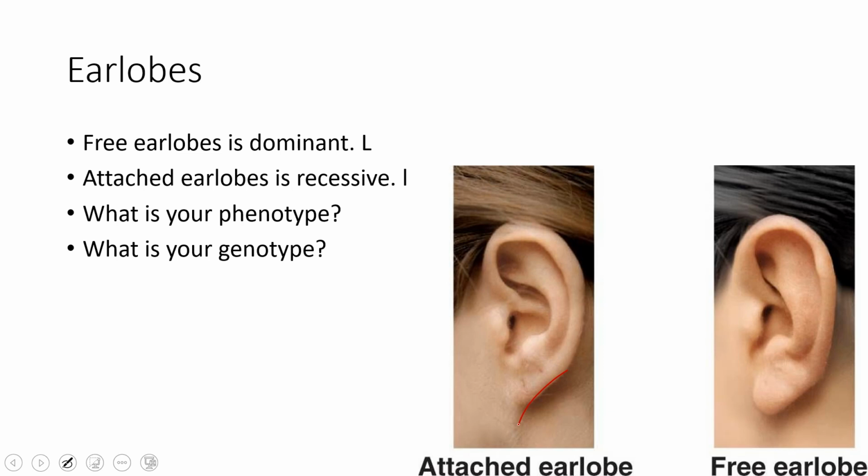Having the free earlobes like this is the dominant condition. If your earlobe looks like that, you're big L dash. If you have the attached earlobe, then you know you're little l, because that's the recessive condition. So think about what your phenotype is, and then based on that, determine what your genotype is.